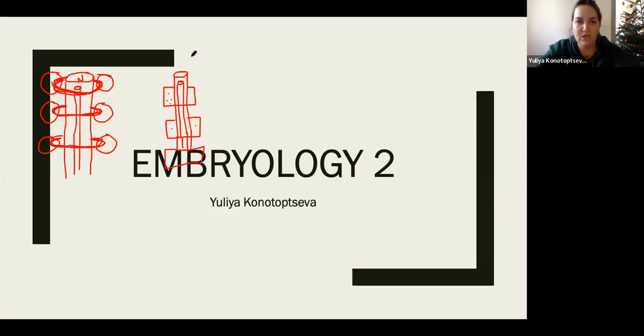So what am I talking about? Here we have a head somewhere in this region, and here we have a tail. These are your fused sclerotomal segments, and for now we have 3, for example.